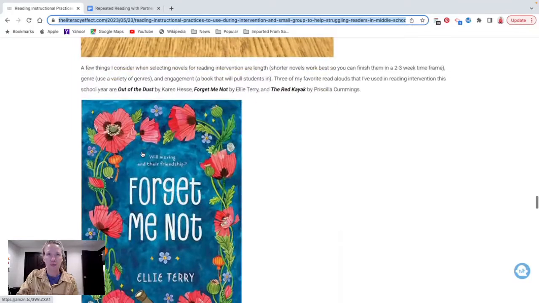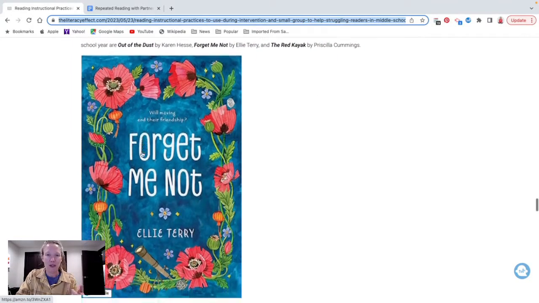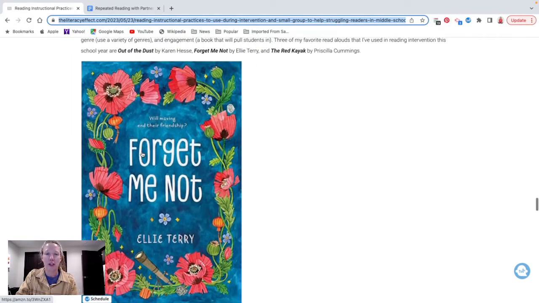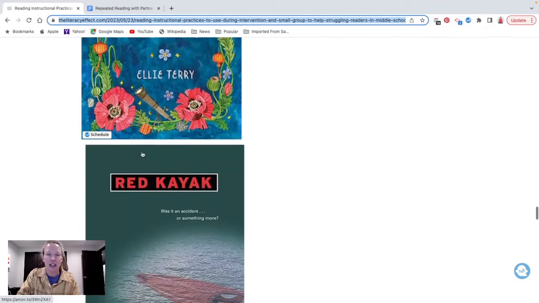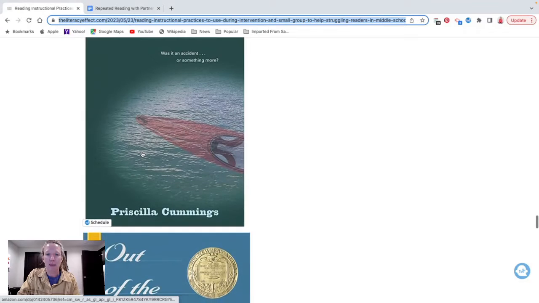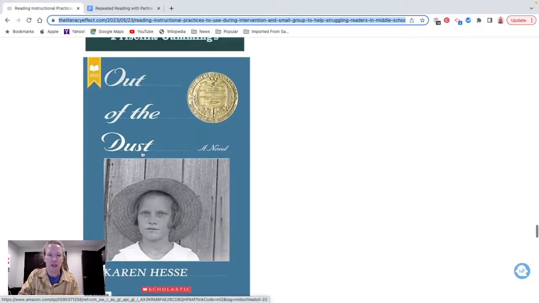Some novels that I've used this year in my middle school reading intervention that have worked really well. First one is Forget Me Not by Ellie Terry. Second one, Red Kayak by Priscilla Cummings. And third, Out of the Dust by Karen Hesse.